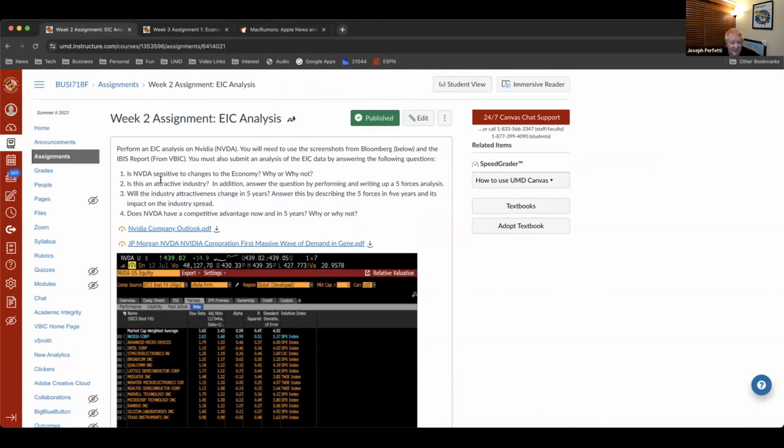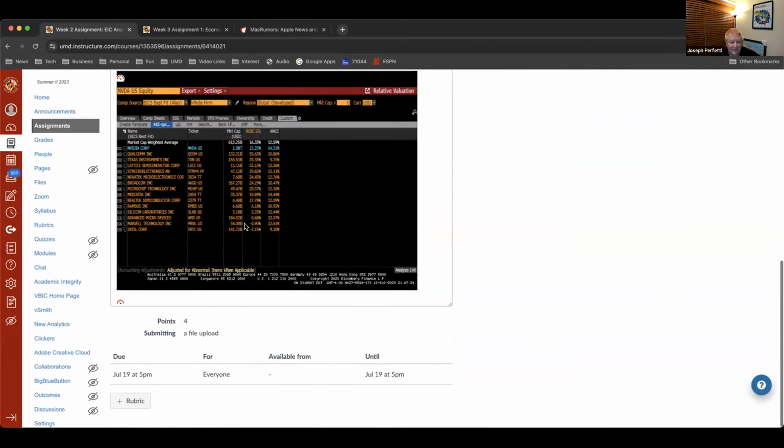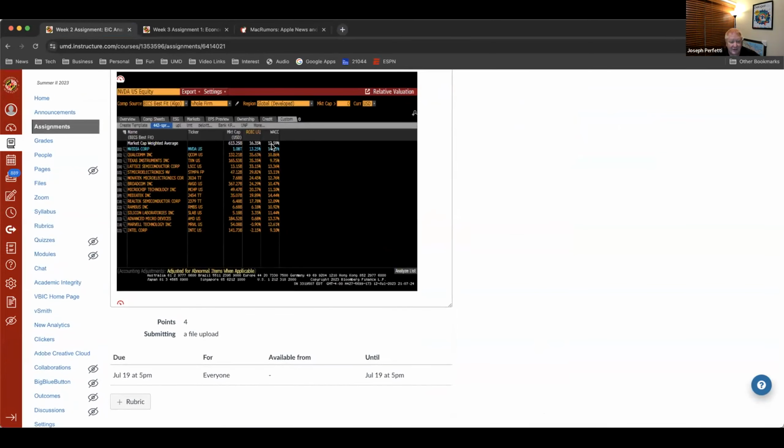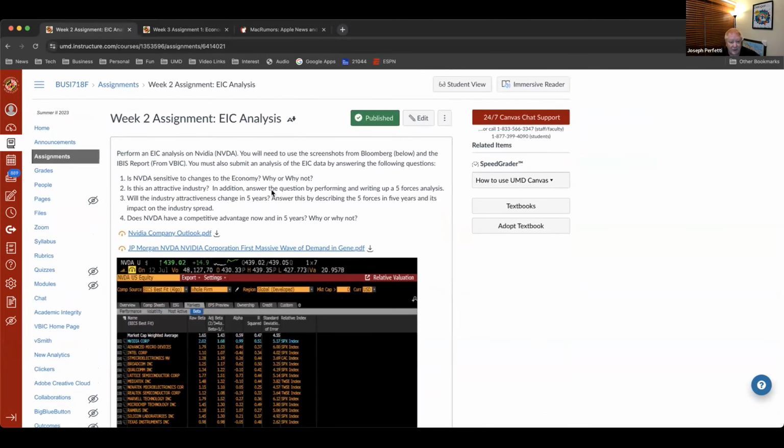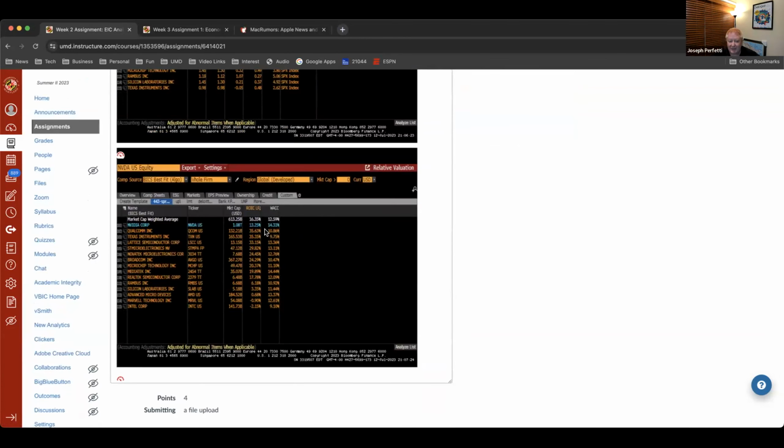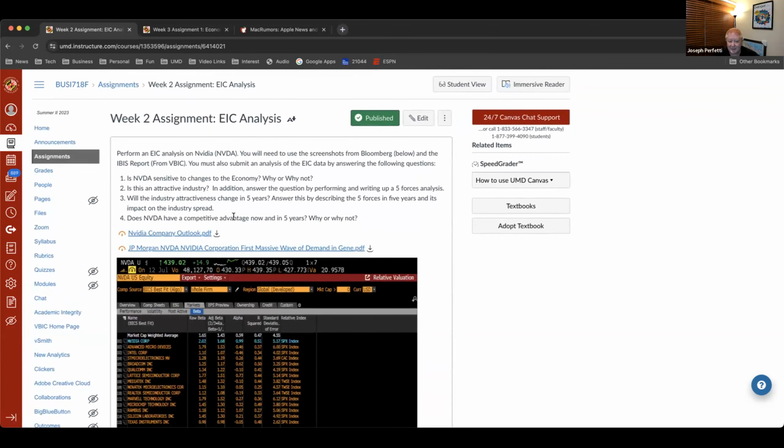Number 2, is NVIDIA in an attractive industry? Using 5 forces, explain, talking about all 5 forces, whether it's an attractive industry or not. Tie the 5 forces to the spread. Then what's going to happen in 5 years? Will those forces change in 5 years? And what should that mean to the spread in 5 years? On a relative basis, does NVIDIA have competitive advantage? Why or why not? Today, will that change in 5 years? Forecast. Write that up. That's the EIC assignment for next week.